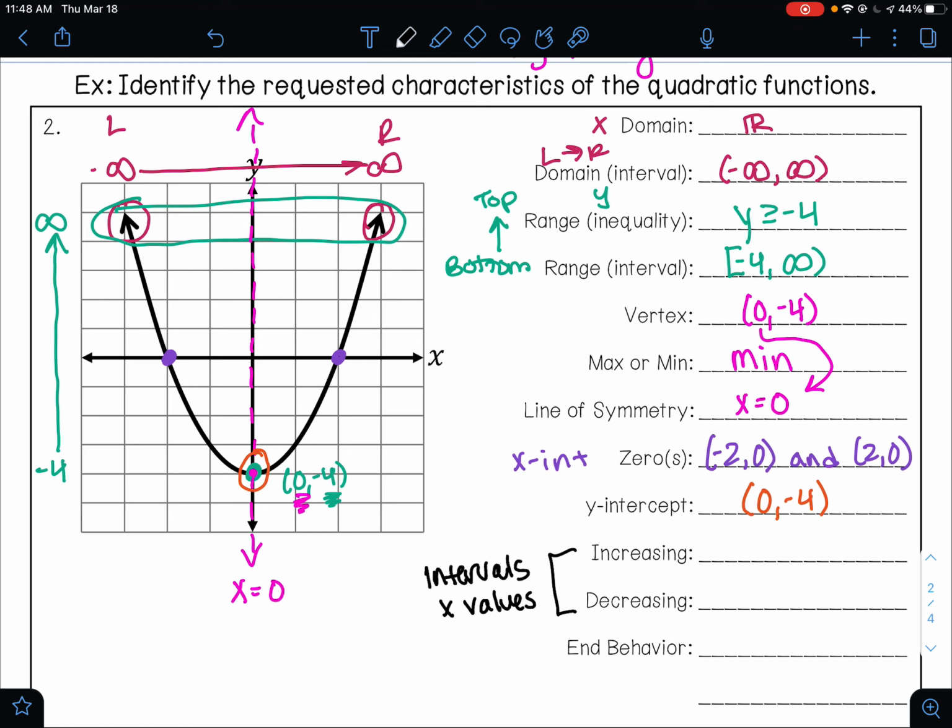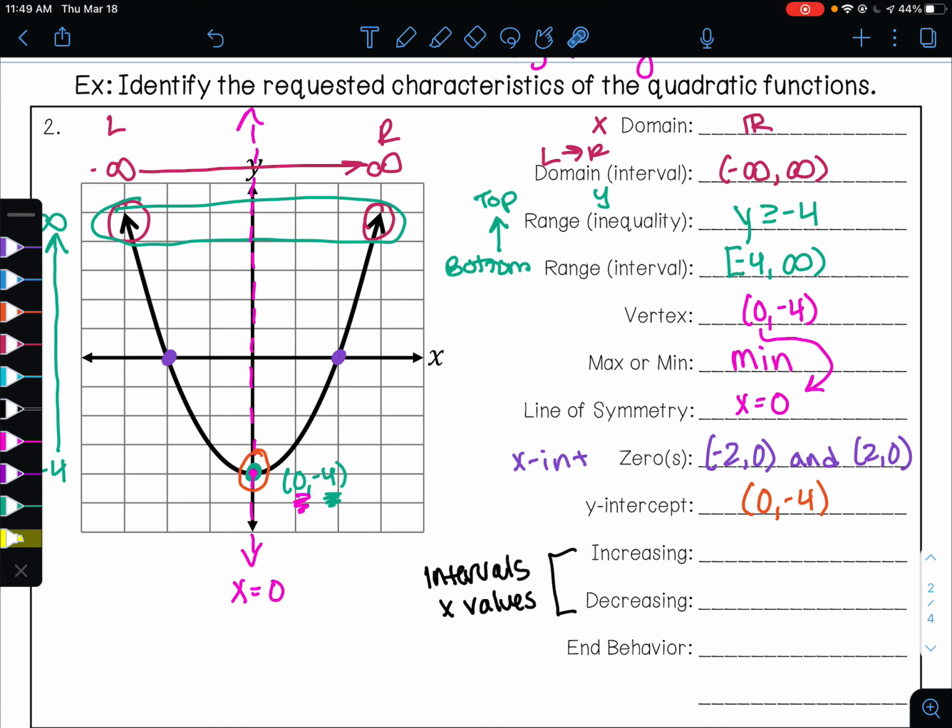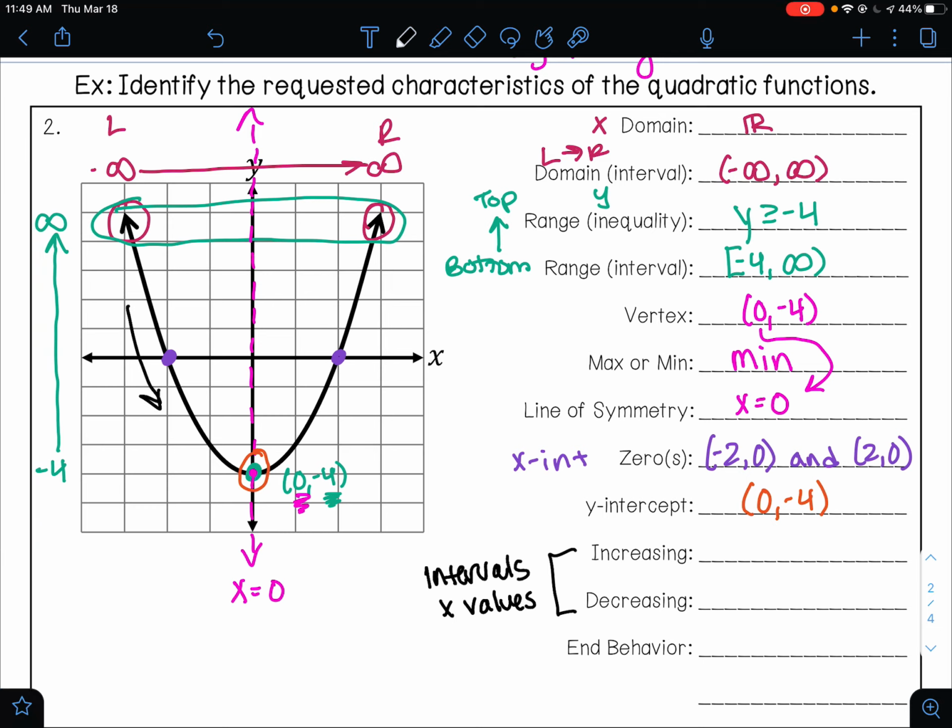To figure out where your parabola is increasing or decreasing, we're going to trace our graph. You always trace the graph from left to right, just like how we read a sentence. So from left to right, when I start at the beginning and I go to the vertex, this is going down. And so this side over here is decreasing.